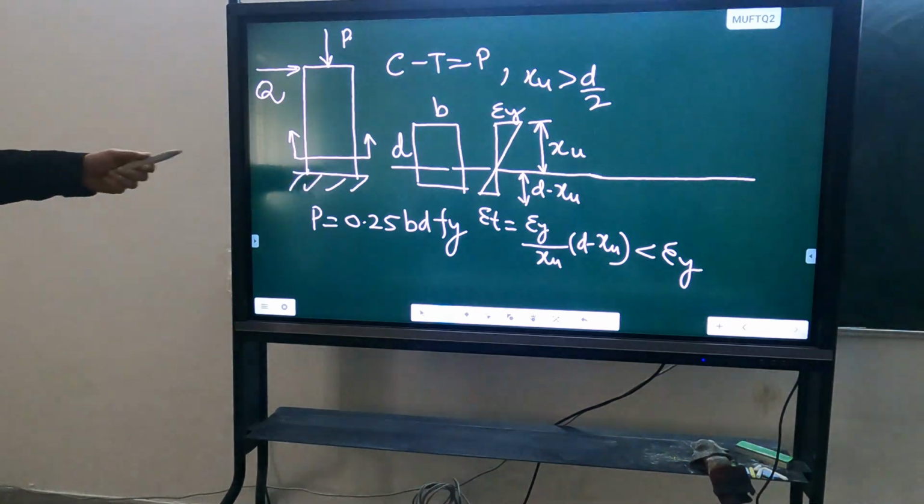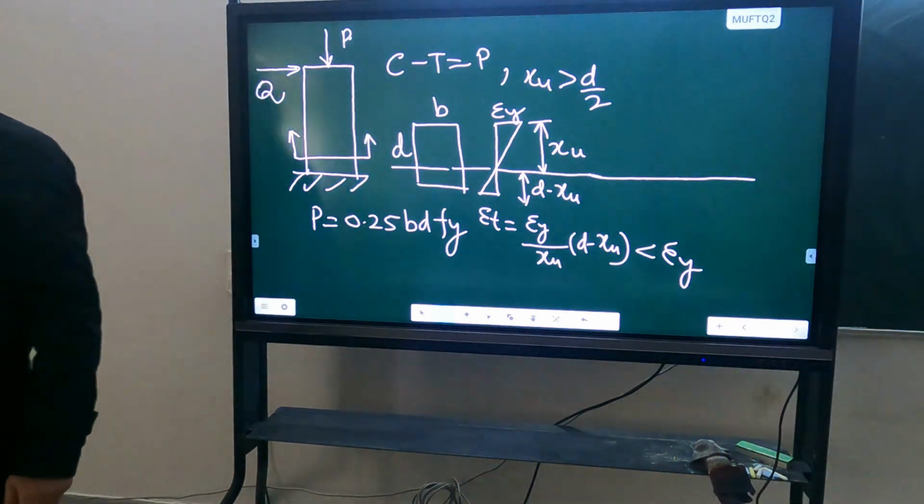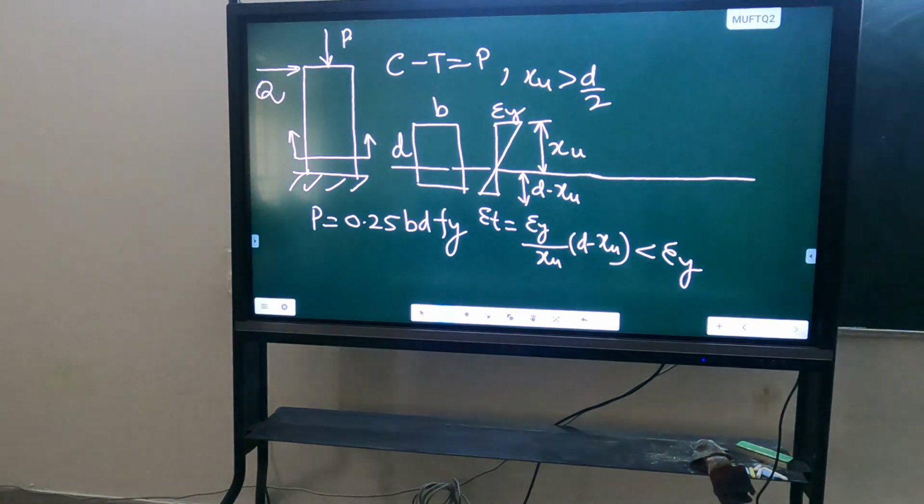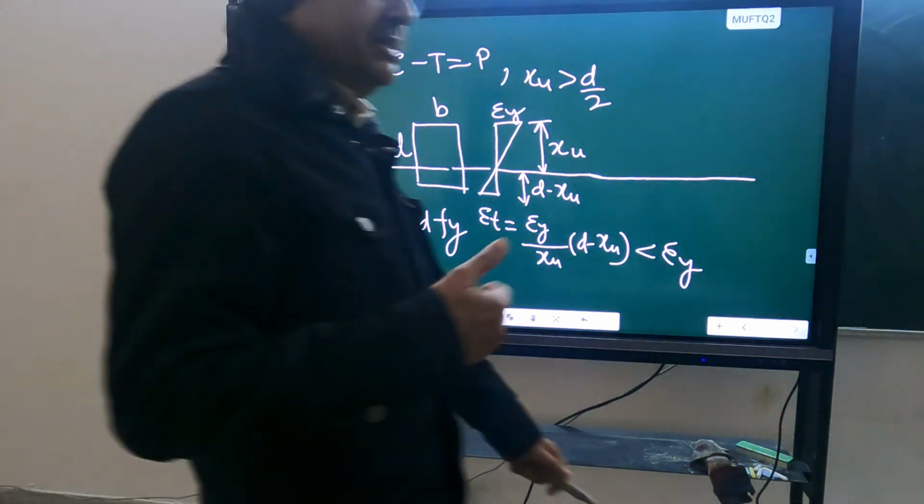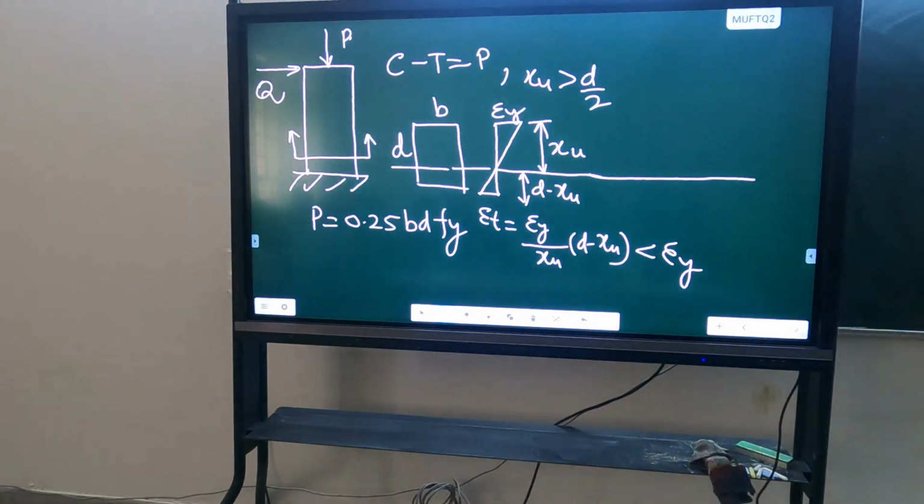And then the strain on the tension side will be less than the yield. So the strain on the compression side has reached epsilon y at the extreme fiber. On the tension side, it has not yet reached epsilon y. So in this case, can you plot the stress diagram?